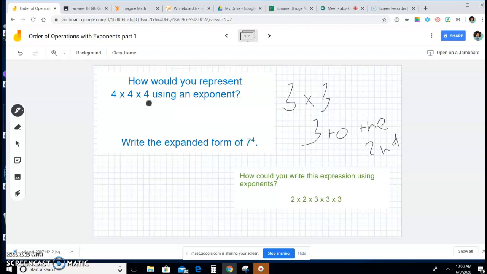All right, so 4 times 4 times 4. If I'm writing it using an exponent, then I'm going to write it as 4 to the 3rd power. Now tell me, what is the product of 4 to the 3rd power? What is 4 times 4 times 4? Give me the number.